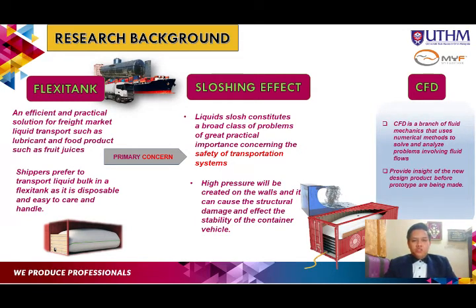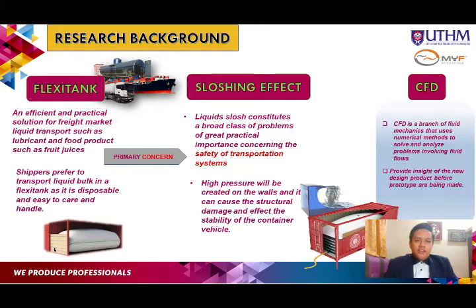Research background. Flexitank is an efficient and practical solution for the freight market in liquid bulk transportation. Flexitanks are used to transport non-hazardous liquid substances such as lubricants, latex, and also food products such as fruit juices and wine. Previously, liquid was transported in bulk using the ISO tank. But when the flexitank was invented, they preferred to use it as it is disposable, easy to care for and handle.